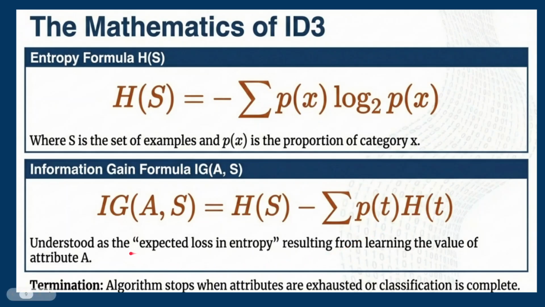Here this is the expected loss in entropy. There may be some negative values we have seen, so that has to be removed. So it is the expected loss in entropy resulting from learning the value of the attribute A. Okay, this is for one attribute. Likewise, you can go for many other attributes also. So the algorithm stops when attributes are exhausted or classification is complete.